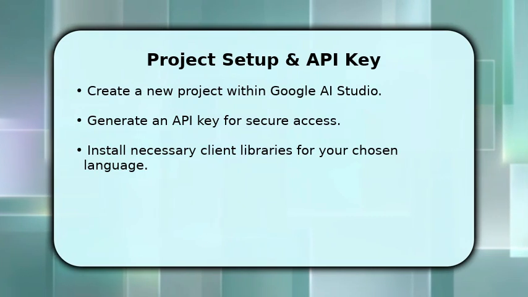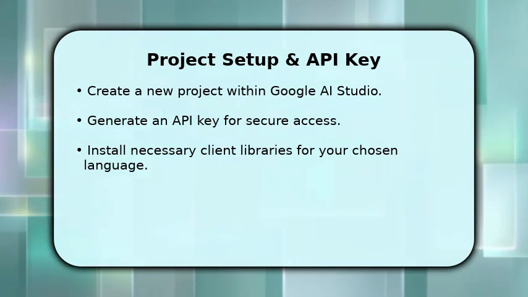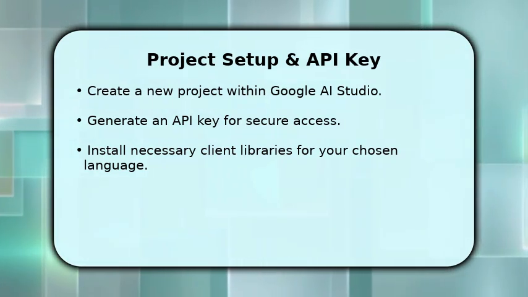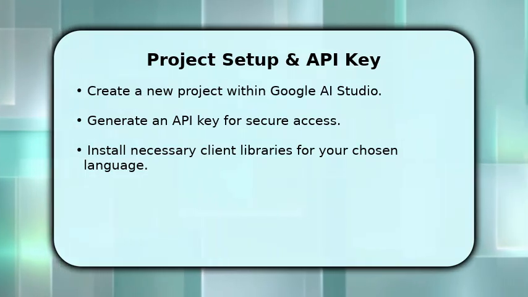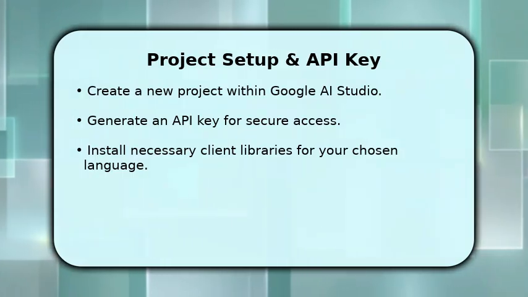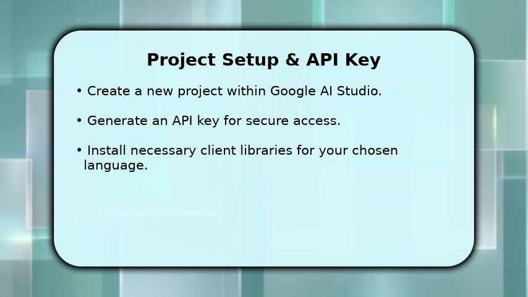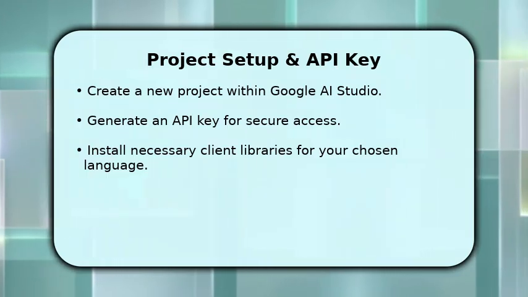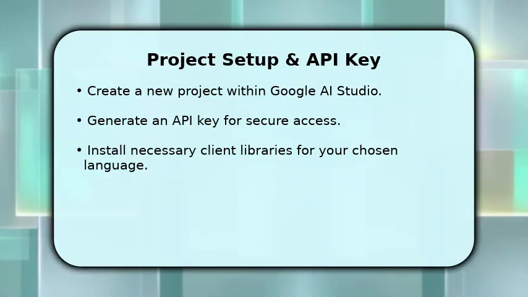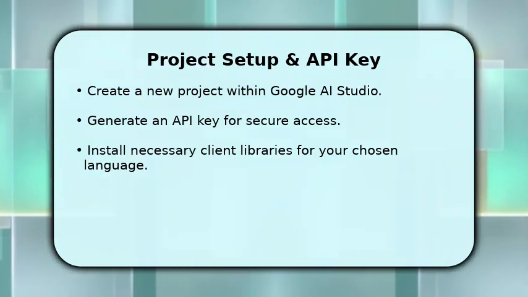Next, let's get your project set up. Begin by creating a new project within Google AI Studio. This provides a dedicated workspace for your work. Crucially, you'll need to generate an API key for secure access, which acts like a digital key to unlock the AI's power. Finally, install the necessary client libraries for your preferred programming language, often just a few lines of code.